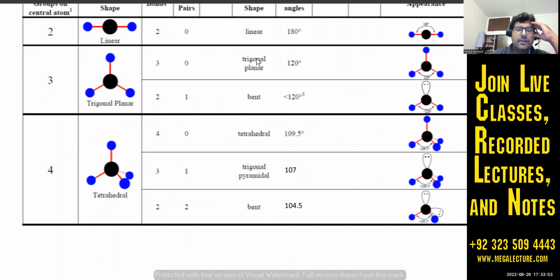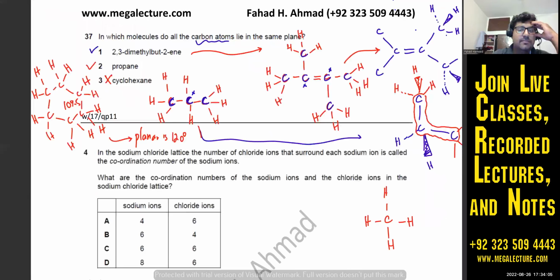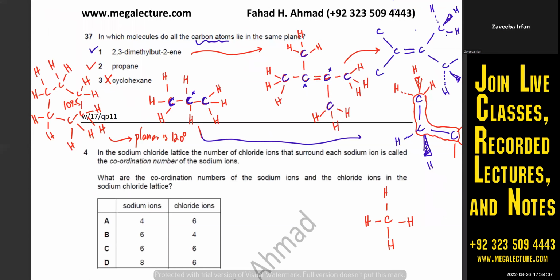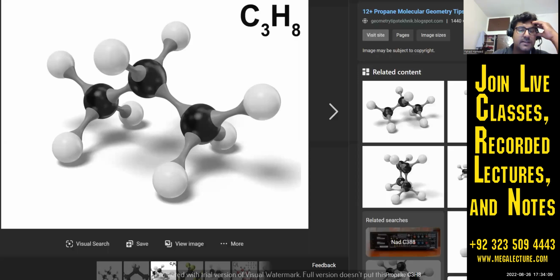But you have to know whether it's trigonal planar, bent, tetrahedral, or trigonal pyramidal. So you need to know the names of the shapes. You also need to know the angles of the shapes. You won't have to draw it. They would probably not ask you to draw the shape. It's kind of impossible for most students to actually draw the shape.